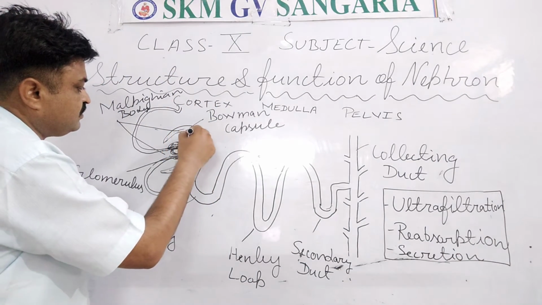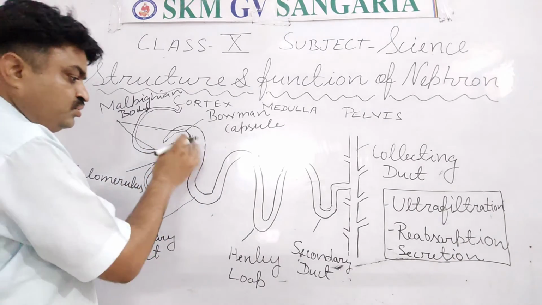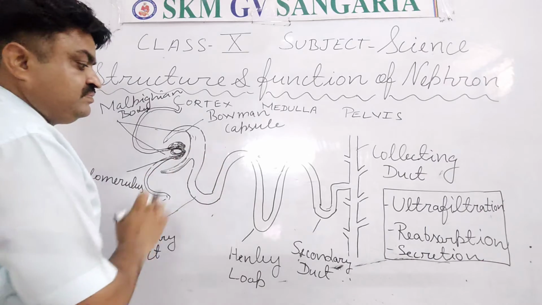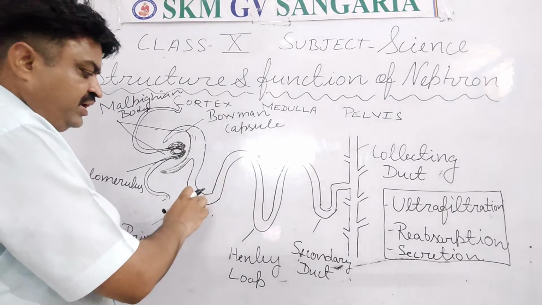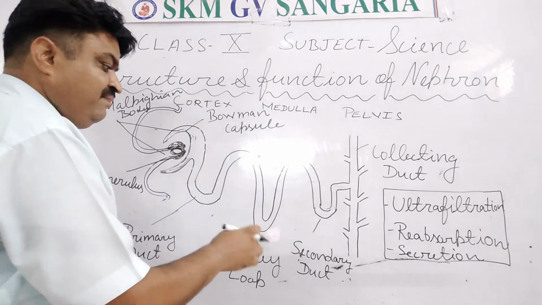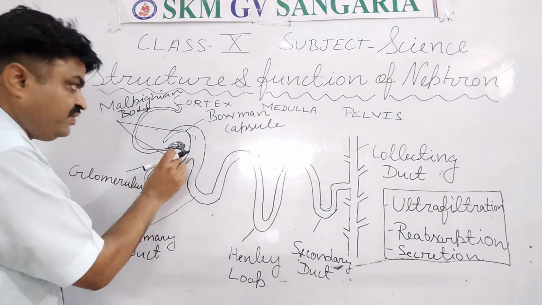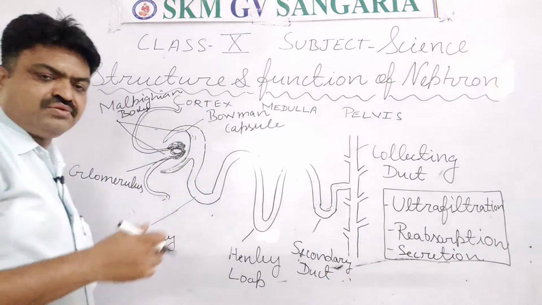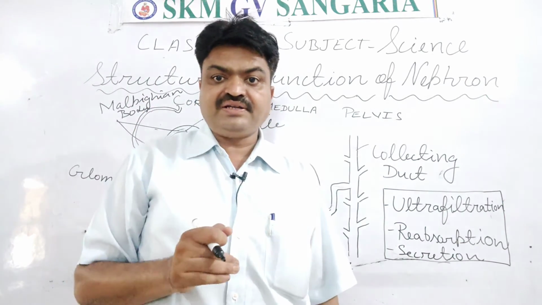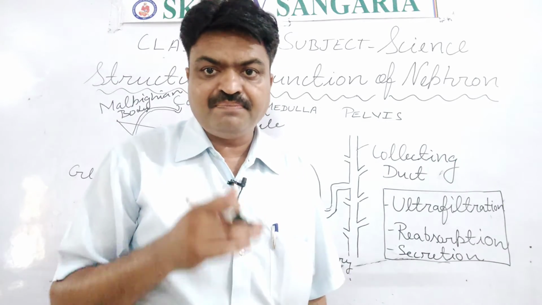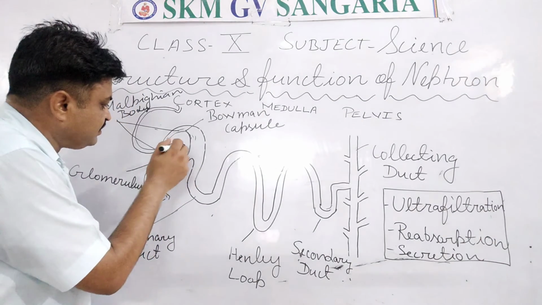The waste substances are passed to the duct of the nephron, to the primary duct of the nephron, and from the primary duct it comes to the Henle, and from the Henle it comes to the secondary duct with the help of filtration, student, and that filtration is known as ultrafiltration. Ultrafiltration takes place inside the Malpighian body of the nephron, and in this there are two parts that play a very important role.